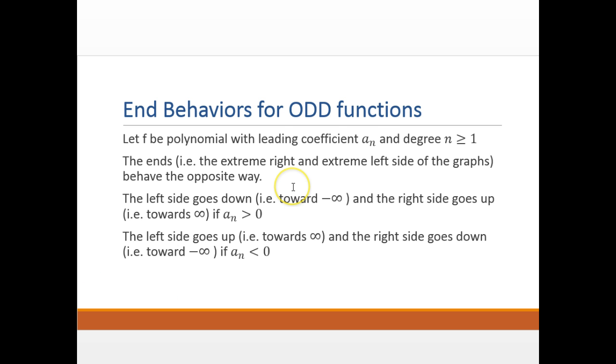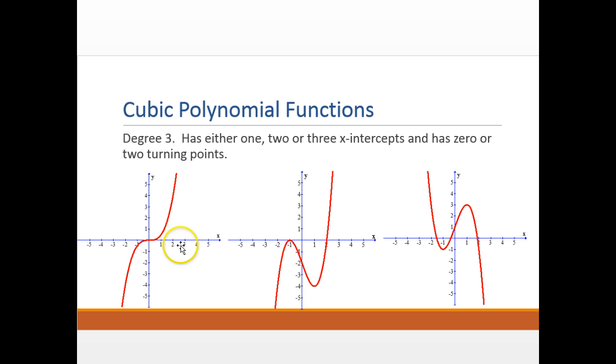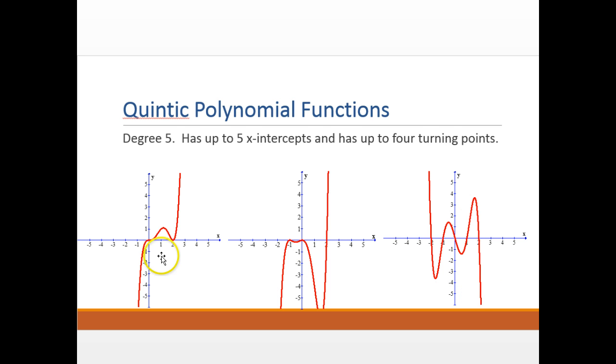Odd functions behave differently. Again, we have to look at the leading coefficient. Odd functions behave in the opposite way. One side up, one side down. Let's look at degree 3. Notice the left is down, the right is up. The left is down, the right is up. The left is up, the right is down. They behave oppositely. Degree 5.